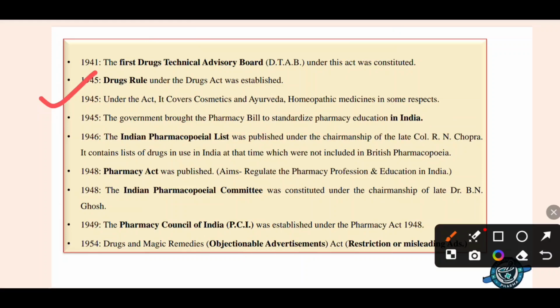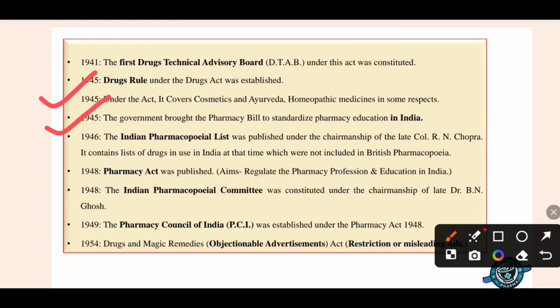Then in 1946, the Indian Pharmacopoeia list was published under the chairmanship of late Colonel R.N. Chopra. It contains the list of drugs used in India at that time which are not included in the British Pharmacopoeia. This part you will easily understand when I discuss the Indian Pharmacopoeia. Clear? Then 1948. In 1948 the Pharmacy Act was published.